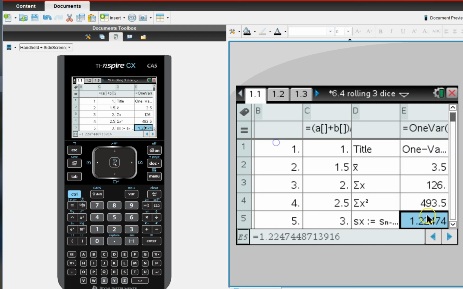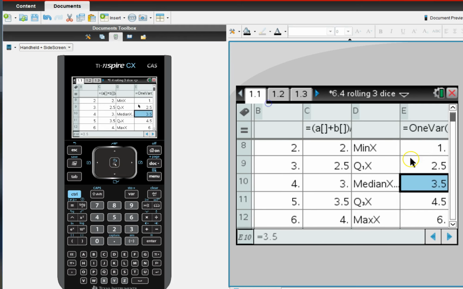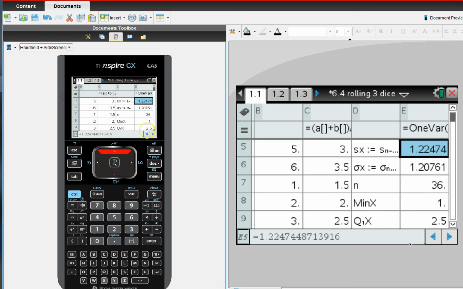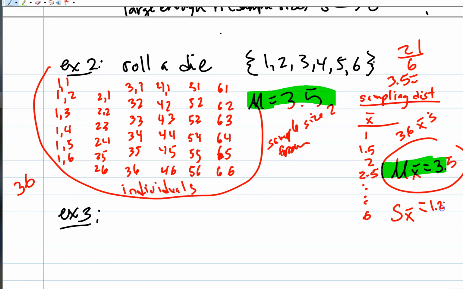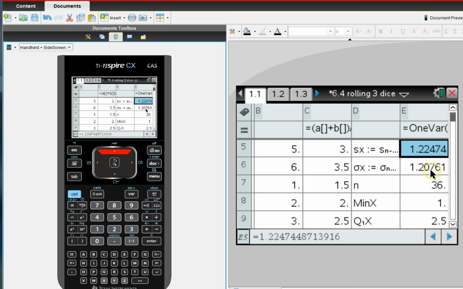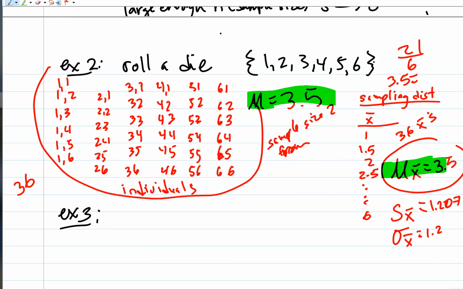I'm not exactly sure which of these to use, so I'm going to double check this. What was it? 1.22 or 1.21 basically. So they're going to be close anyway, but 1.2247 or 1.207. Is it 1.2247? Oh, 1.207 and 1.2247. And the other one was 1.2247. Okay.